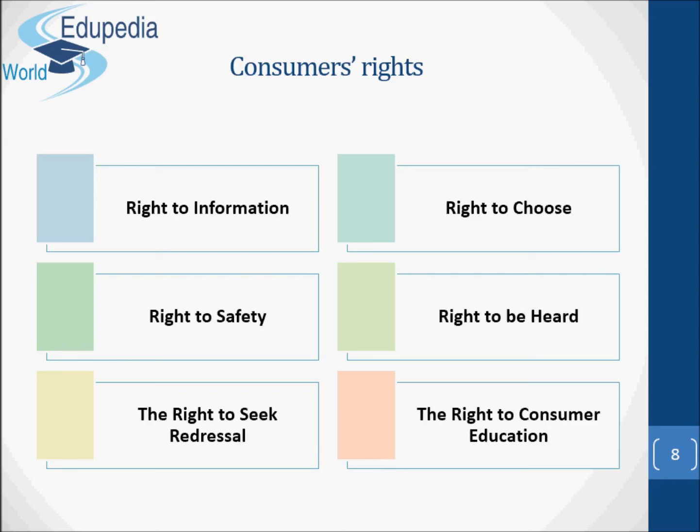The third right is called right to safety. This right provides protection against the marketing of goods that are unsafe to the health and life, for example, adulteration in food, medicines, electronics, and so on.